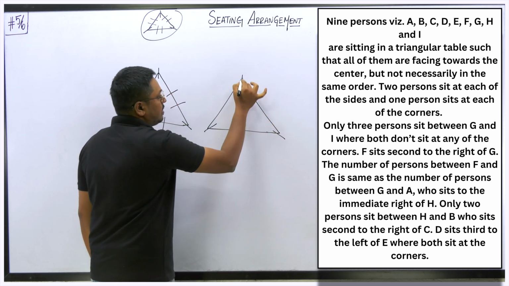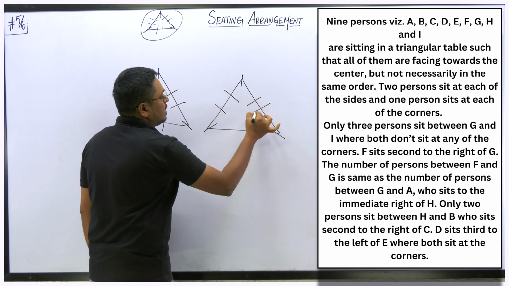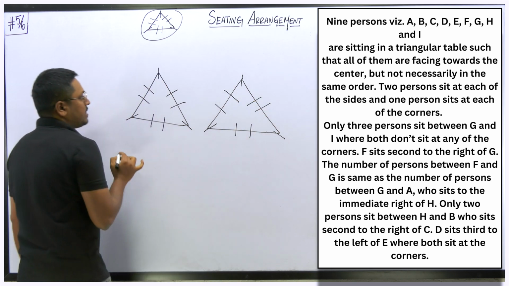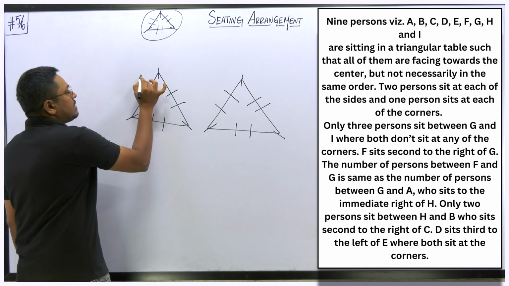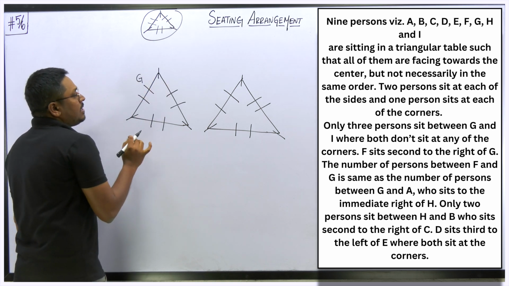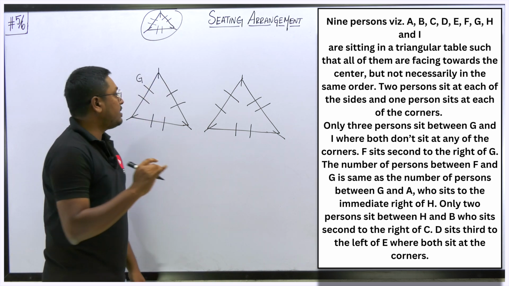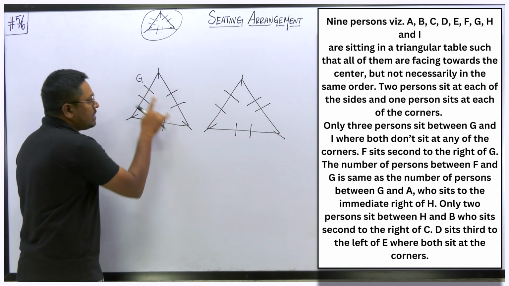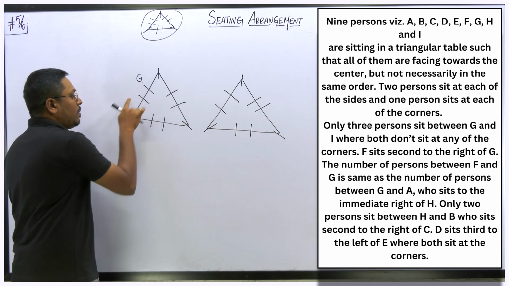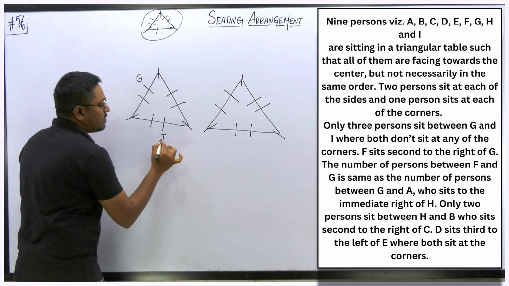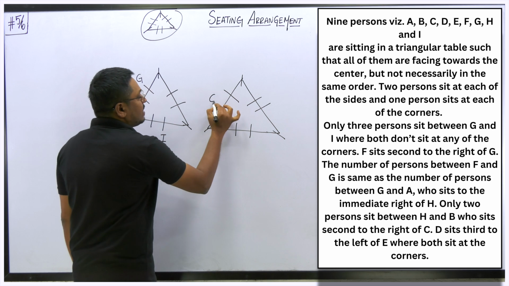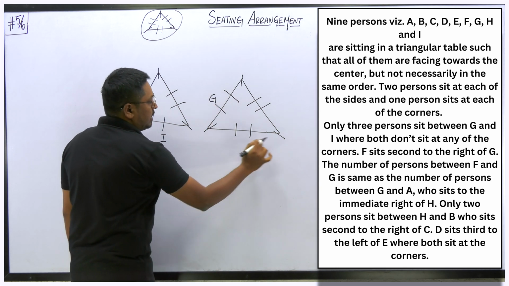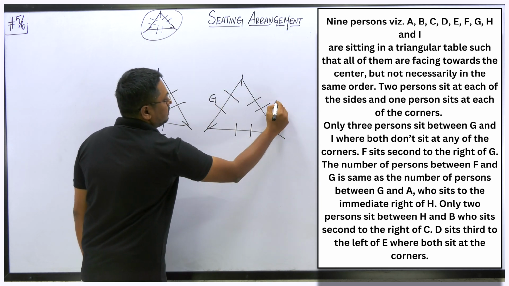So 3 persons at the corners and 2 persons on each side. Now according to the question, I can fix G here. G and I have a gap of 3 persons, so 1, 2, 3. You can't fix I here. Why? Because G and I are not sitting at a corner. So 1, 2, 3, and this will be the place for I. Similarly, we can fix G here, and count 1, 2, 3.